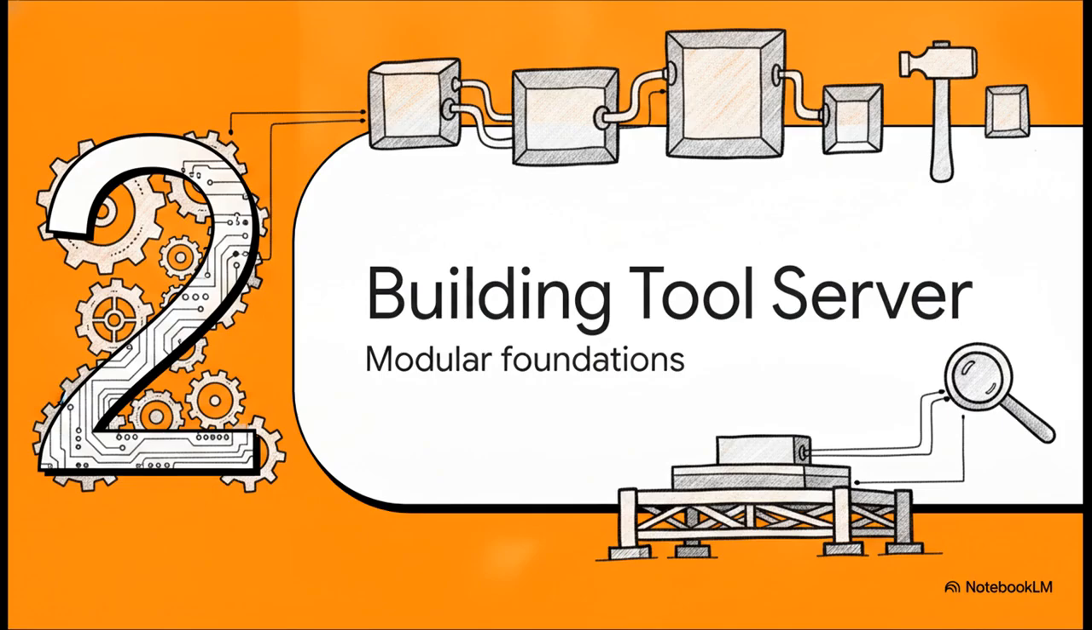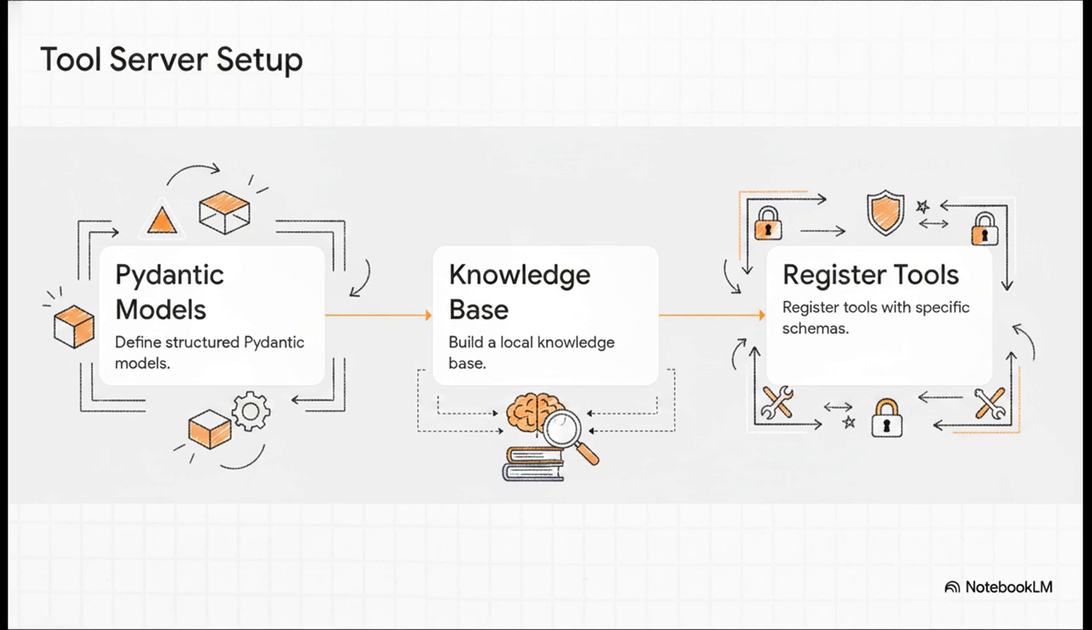Moving on to part 2, building the tool server. This is our modular foundation. You've really got to notice how disciplined the setup is in this tutorial. We start with step 1, defining structured pydantic models. This is absolutely critical to keep your inputs clean. Step 2 is building a local knowledge base, just so the AI actually has some context to work with. And step 3 is registering tools with very specific rigid schemas. We are enforcing strict boundaries from the literal first line of code here.